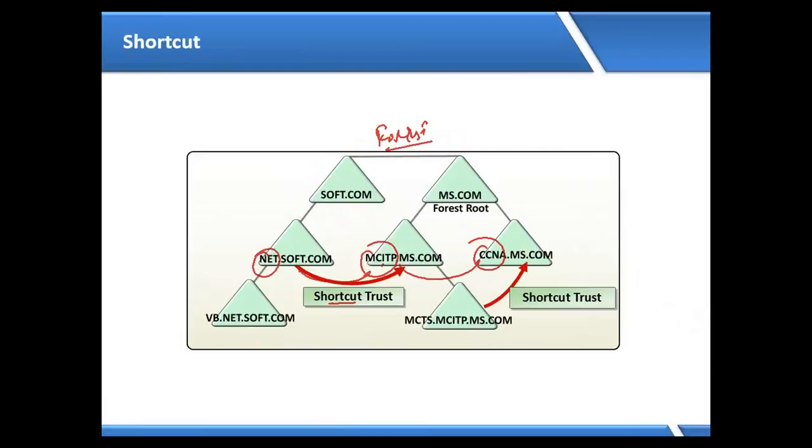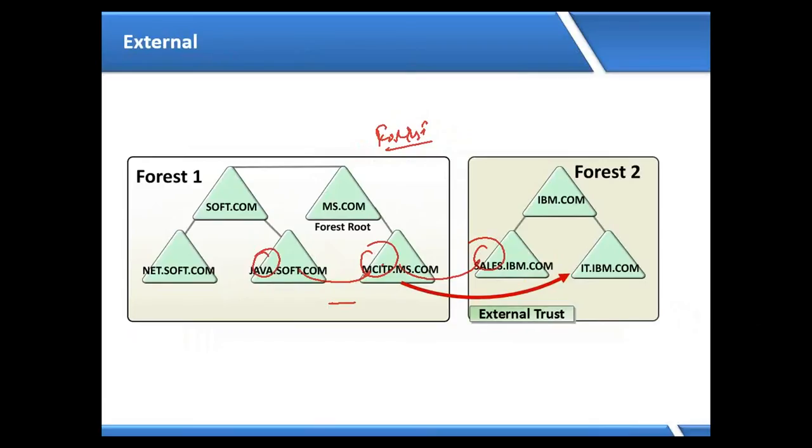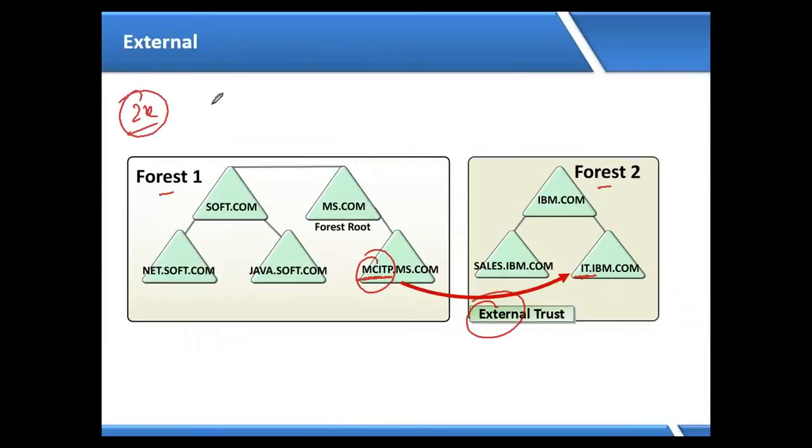Next we have external trust. External trust is a trust between two different forests. Like you have two different forests here, forest 1, forest 2. I want an MCITP user to log into it.ibm.com. So I can't configure shortcut here because shortcut is within the forest. When you talk about two different forests, we'll go with external trust. External trust was actually introduced in 2000. Like maybe you have 2000 domains and NT domains. At that time, we'll go with this external trust.